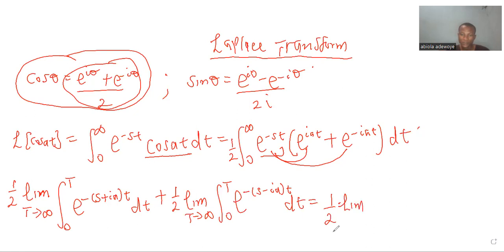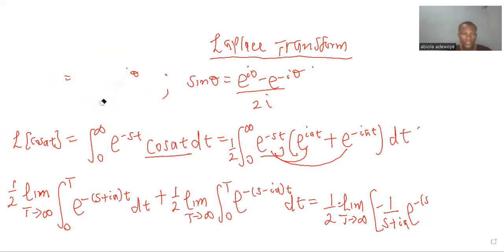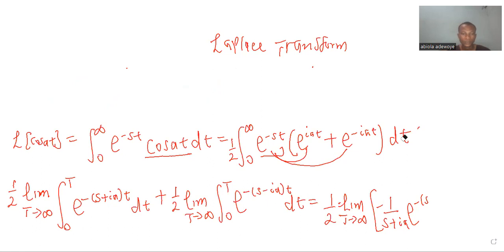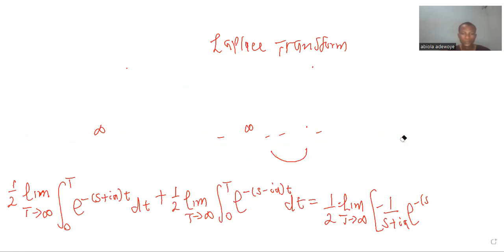Limit as t tends to infinity, we are going to have minus 1 over s plus ia, exponential minus s. Can we use the top? Let's move to the top for a better view. Let's use the top.